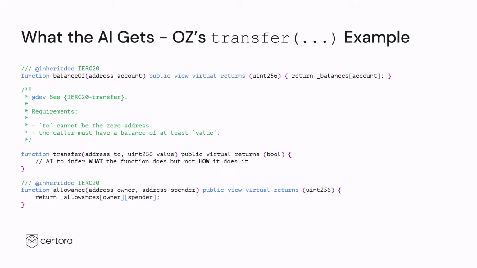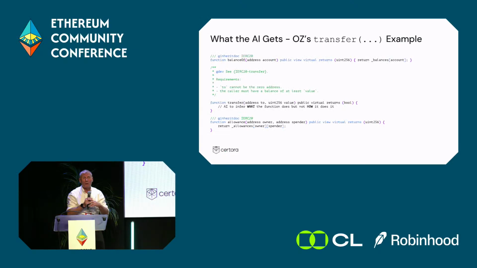So this is, of course, an example everybody knows. It's the OpenZeppelin transfer. It's a baby example, but it's good to show you what we do. So we take the code, we take the transfer function.